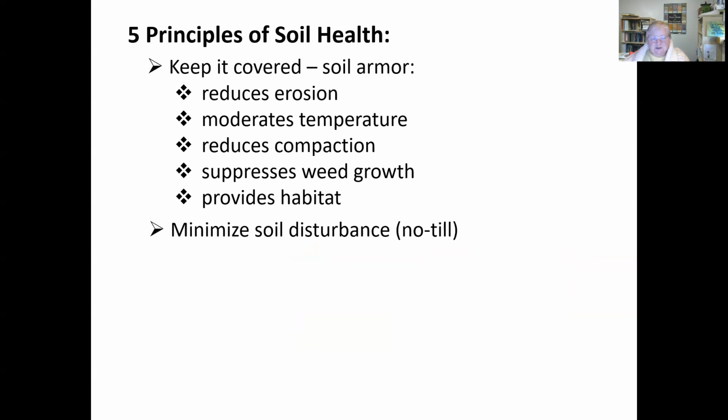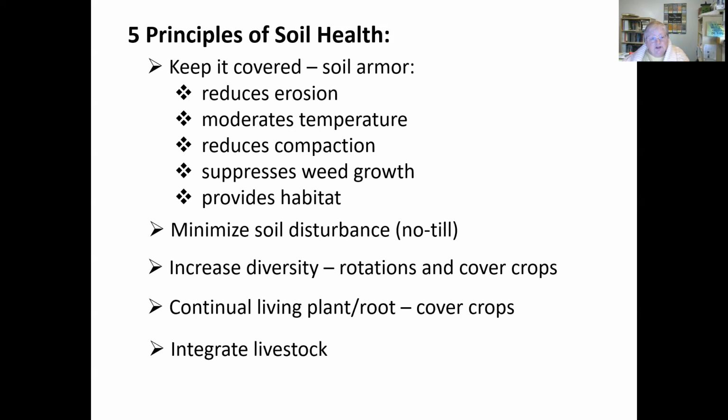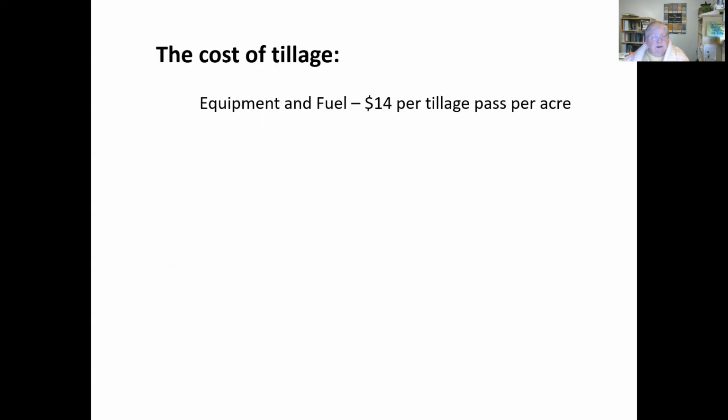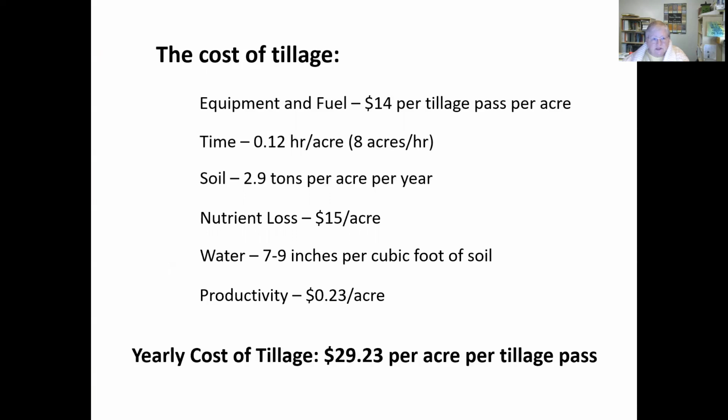By having the soil covered, it really improves the overall soil structure and function. Minimize soil disturbance. Go to a no-till or at least a reduced till situation. Increase the diversity within your production. Rotations are good. Cover crops are better because they put even more variability into your system than corn, beans, and wheat. And provide a continual living plant or root, which cover crops will allow. Also integrate livestock.